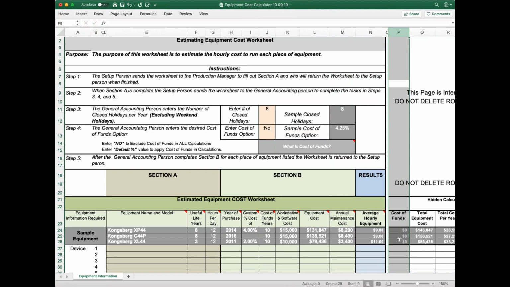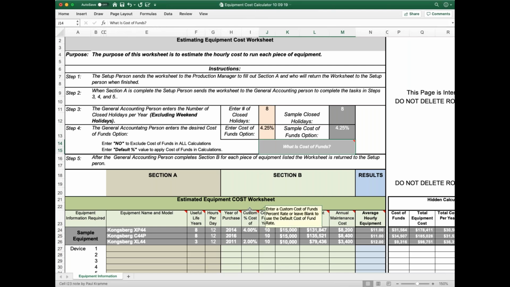I entered no, and the values there went to 0. Now watch it again, I'm going to change it back to the 4 1/4. Now it recalculates. When I say no, pay attention to the hourly rate in column N. When I say no, that rate goes down. Okay, so as you can see, the cost of funds has a fairly significant impact on the hourly rate for each piece of equipment.